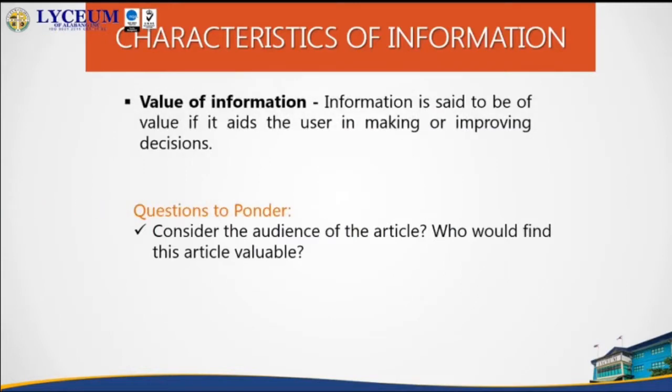Next, we have here the value of information. Information is said to be of value if it aids the user in making or improving decisions. So this characteristic of information means that the information gives the listener a clearer view of what to choose if ever he will be deciding on something. So that will be the value of information.